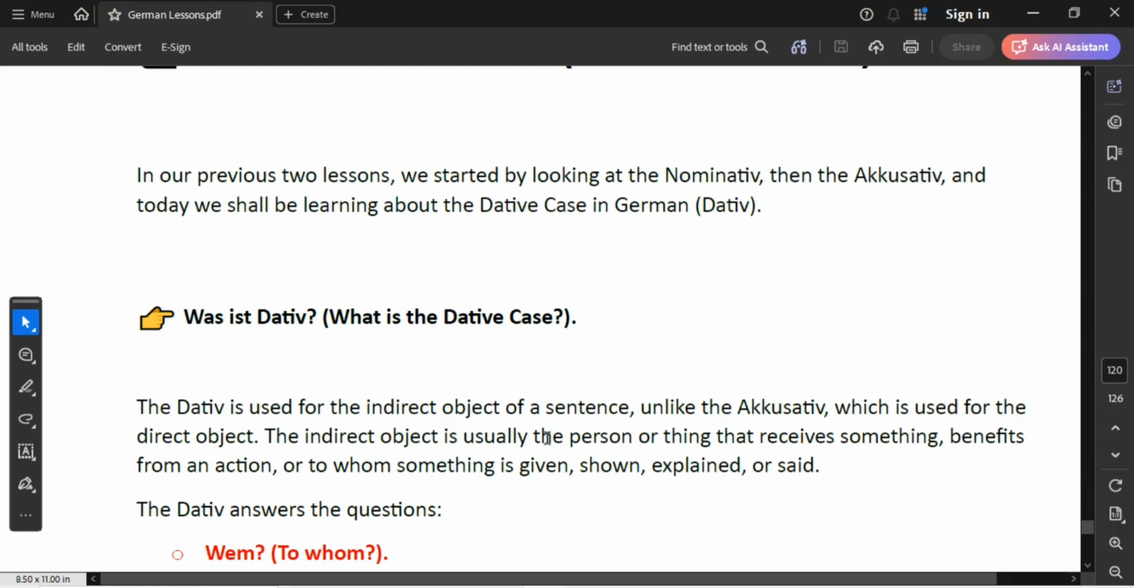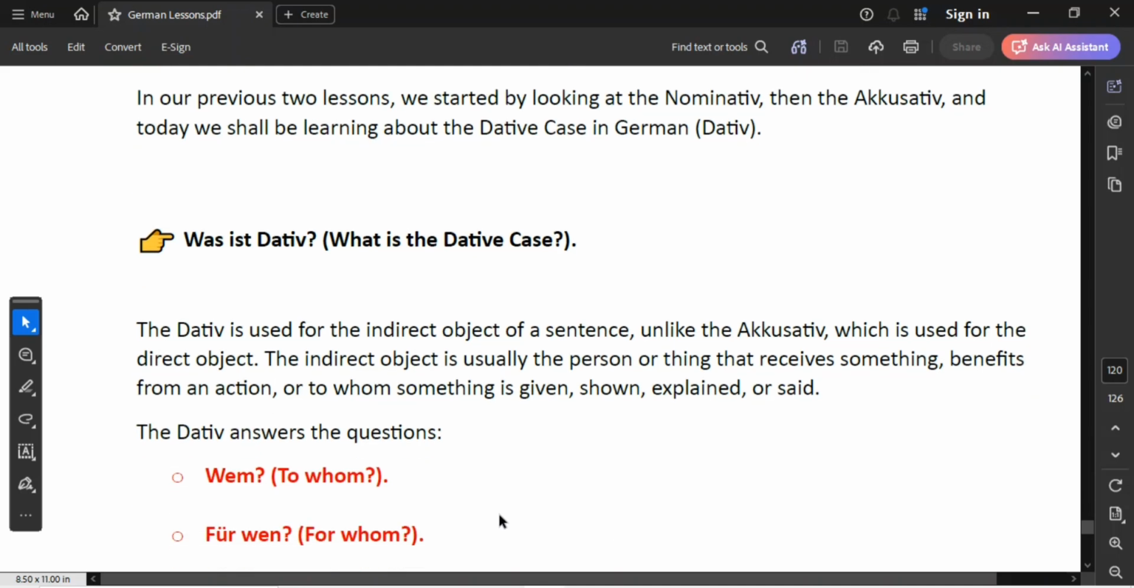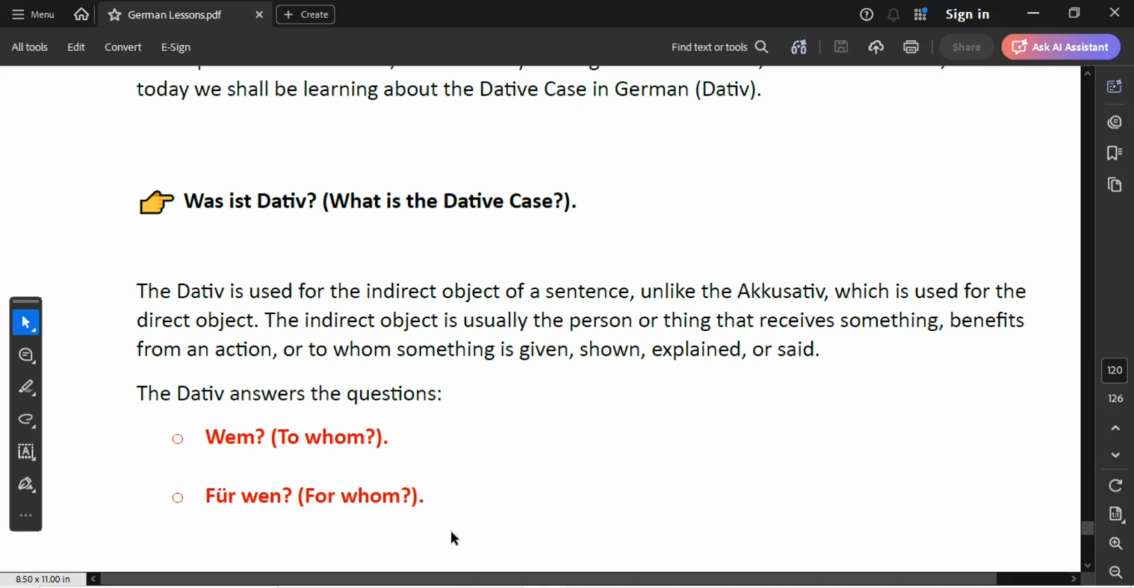The indirect object is usually the person or thing that receives something, benefits from an action, or to whom something is given, shown, explained, or said. The dative answers the question wem, which means to whom, or für wen, which means for whom.